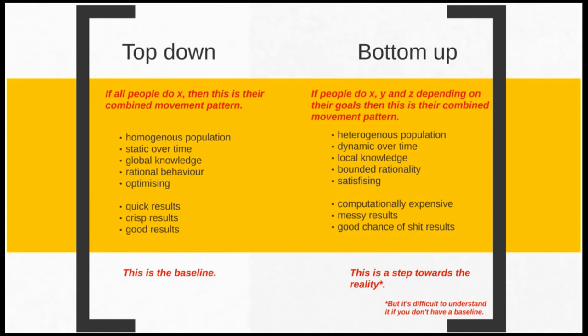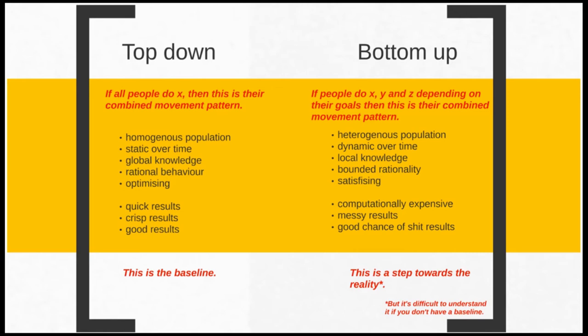When you look at the analytical methods, the top-down methods, they basically try to tell us if all people do X, this is their combined movement pattern. We here assume that every person is the same, that we model a homogeneous population. And this is static over time. If you create a space syntax of a city, if you put the same city, you will get the same space syntax results.